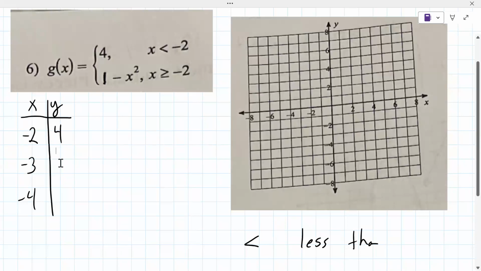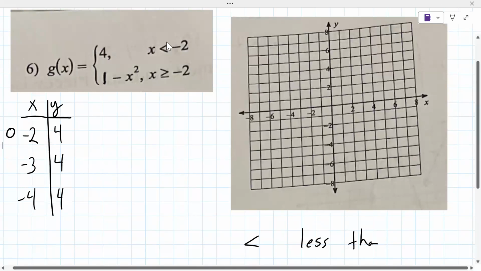Where did you get 9 from? Because -2 squared is 4. No. What did I say? What did you say out loud? The output is always 4. Okay. So what is the output? 4. Now this is an open circle.